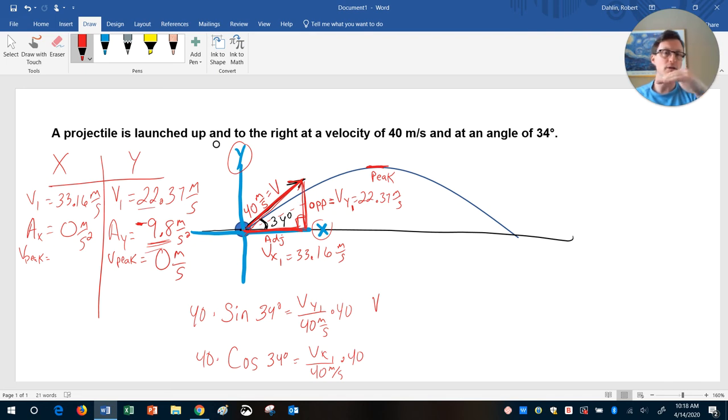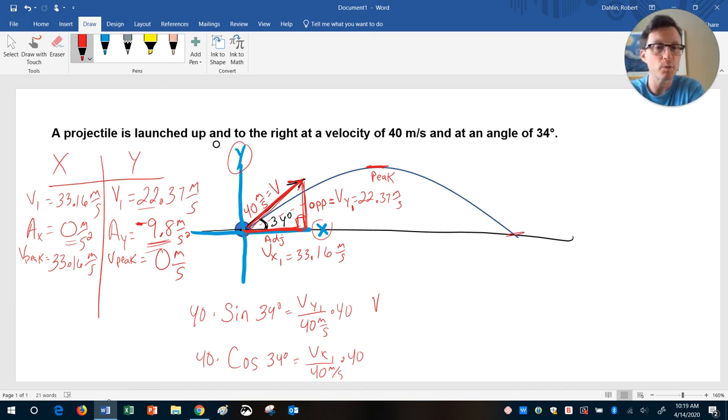Eventually that velocity is going to hit zero. And then remember when we say something starts moving down, that's now a negative velocity. So our number is going to be changing by negative 9.8 still every second. However, for the X, because our acceleration is zero, that means the velocity at the peak is still 33.16.